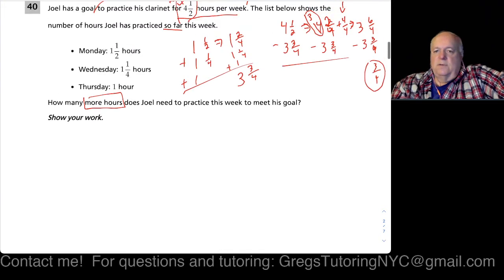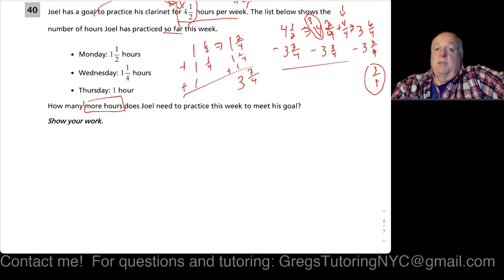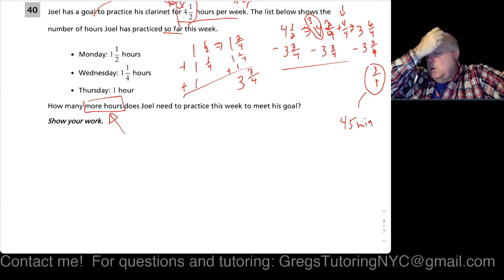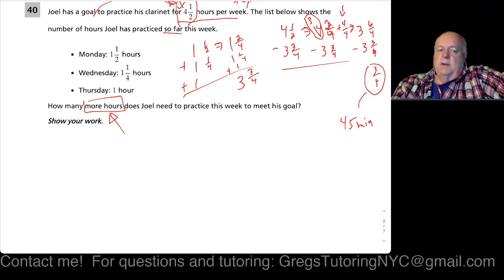Okay, do not convert this into how many minutes, guys. What's 3/4 of an hour? Should be 45 minutes. It says how many more hours. It doesn't say minutes. I suspect that where I pulled this from, you would not lose points for that, but they're asking for something specific here.